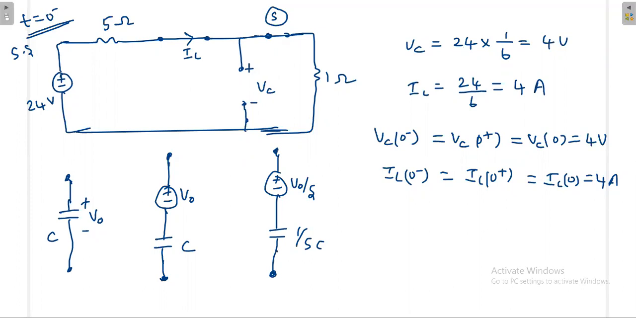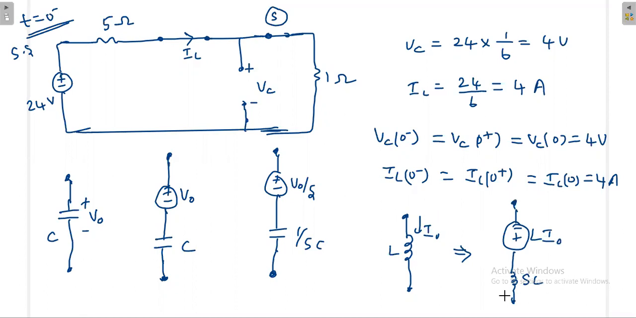Similarly for the inductor, it has an initial current I naught, and this is L. Again, directly in the Laplace transform domain, this is minus plus L i naught, and this is SL. Don't put 1 by S here. This is L i naught and this is SL.